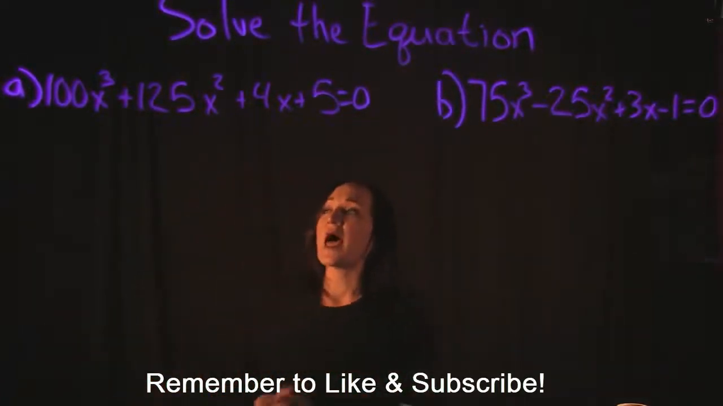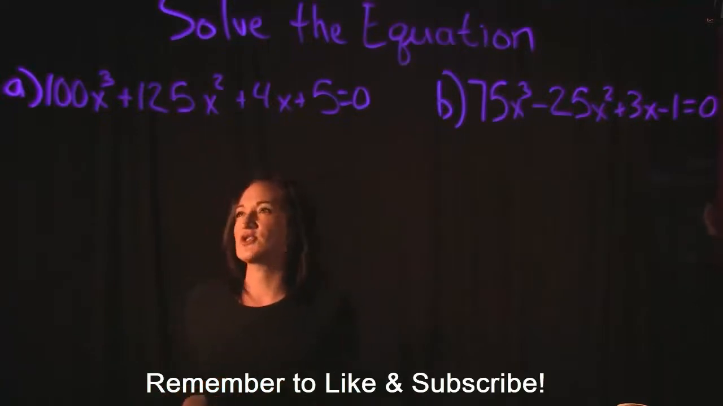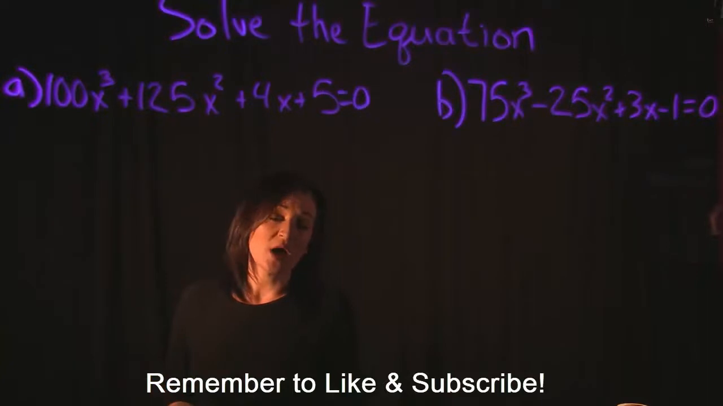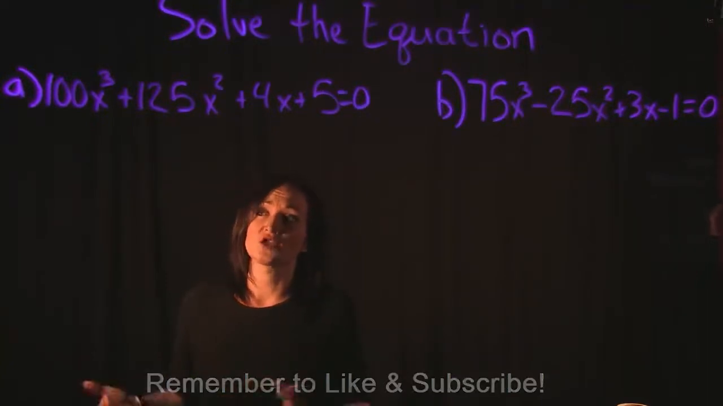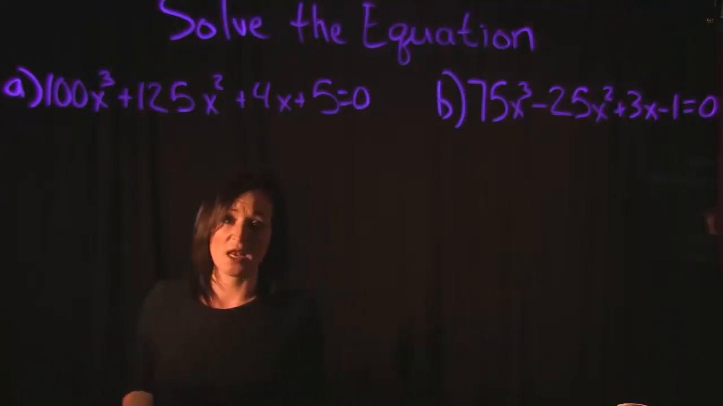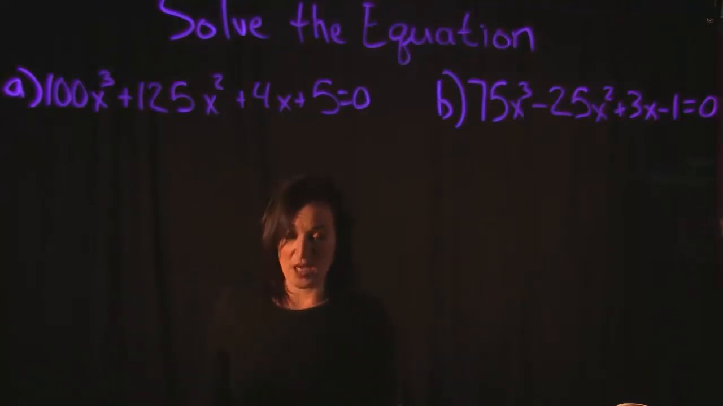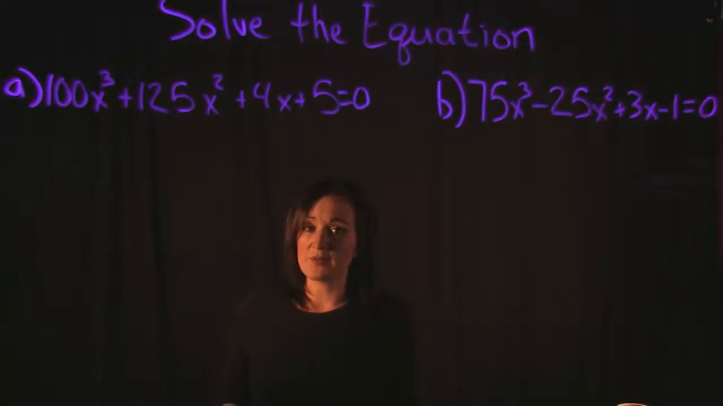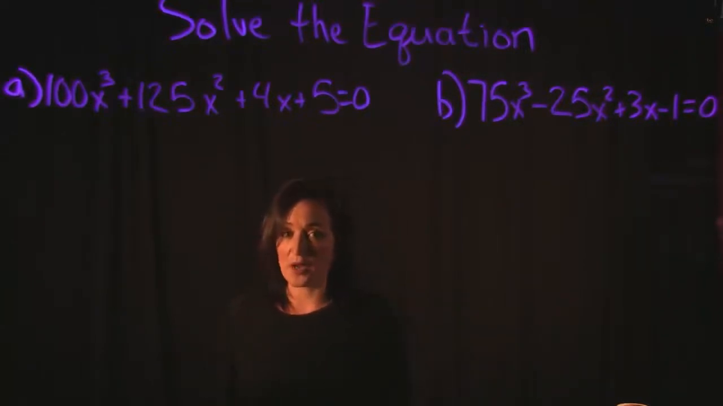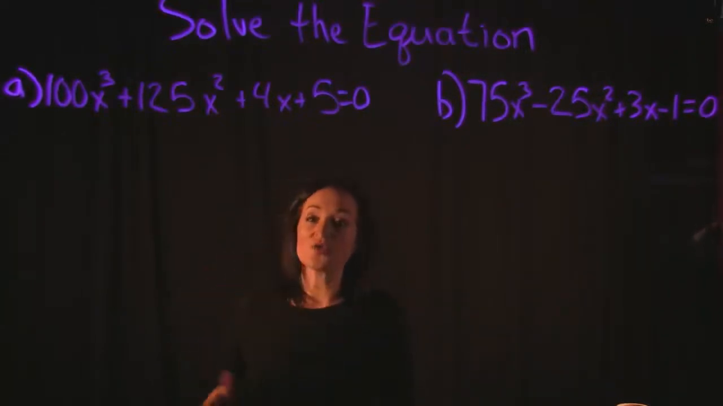So taking a look at example A here. So I have 4 terms in this problem. There's really only one factoring technique that I know of that mainly focuses on solving equations with 4 terms in it, and that is factor by grouping. If you're not familiar with factor by grouping, please go back and watch the factor by grouping video. Otherwise, continuing on with this video here.